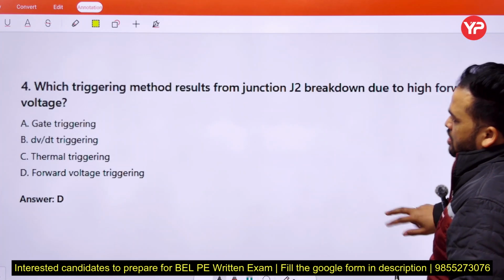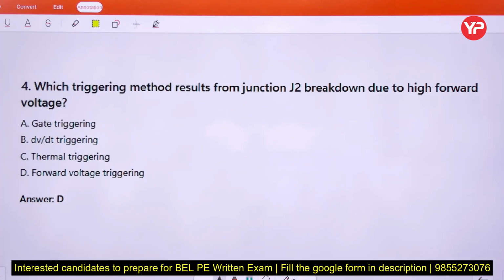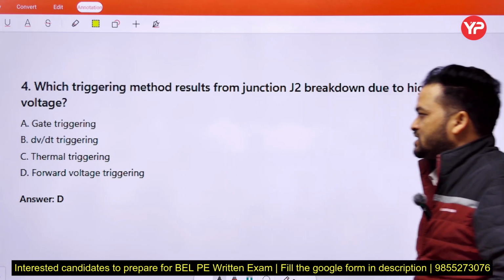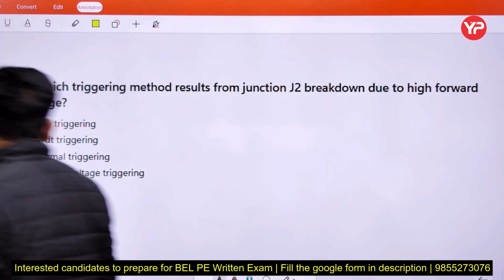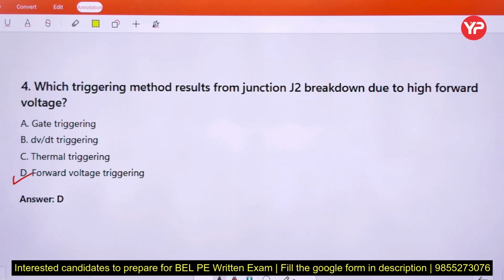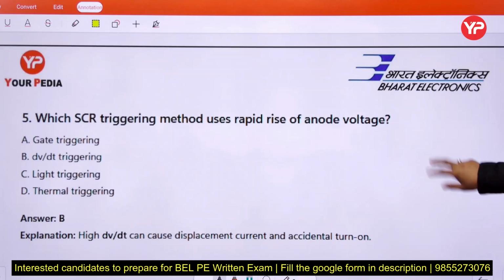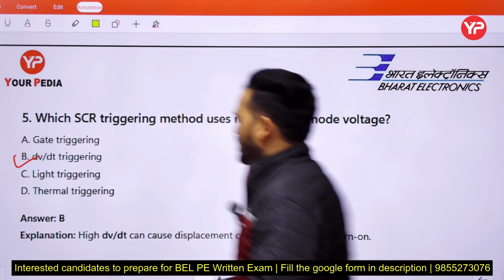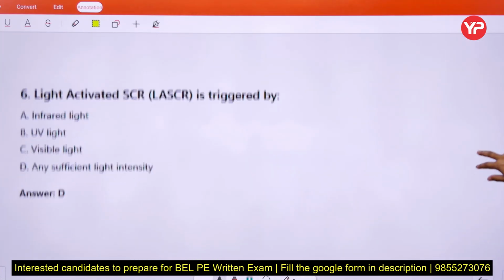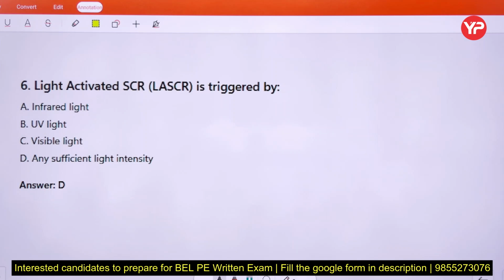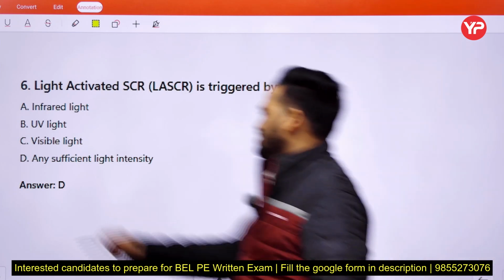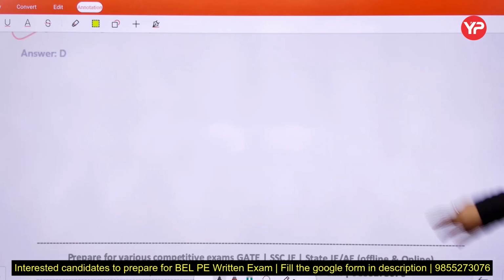Next, which triggering method results from junction J2 breakdown due to high forward voltage? Gate triggering, dV by dt triggering, thermal triggering, forward voltage triggering. Yes, forward voltage triggering. Next, which SCR triggering method uses the rapid rise of anode voltage? Gate triggering, dV by dt. Yes, dV by dt, change in voltage with respect to time. Next, light activated SCR is triggered by infrared light, UV light, visible light, any sufficient light intensity. Yes, any sufficient light intensity.